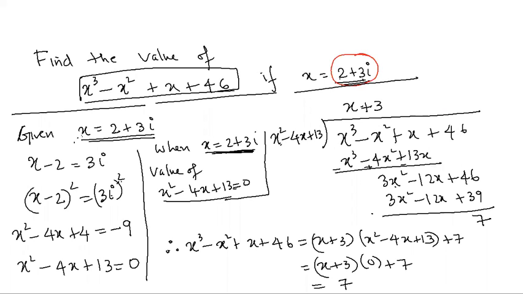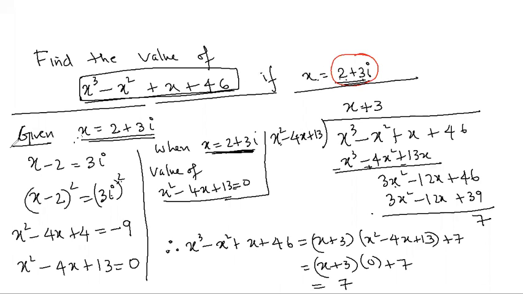Since I did not record this, once again I'll explain. I wanted to find the value of this expression when x is 2 plus 3i. What is the value of this expression when x takes the value 2 plus 3i? One method is to replace x by 2 plus 3i everywhere and get the answer, but that is a very lengthy method. So that is not a good method. So we used another method.